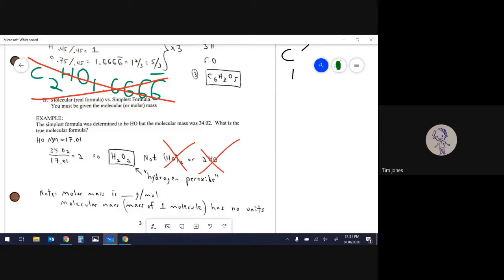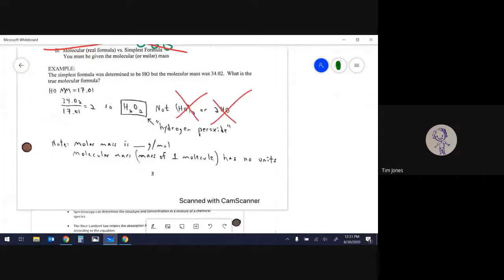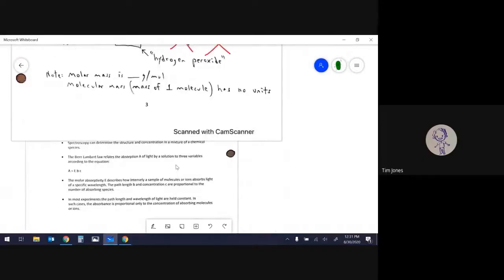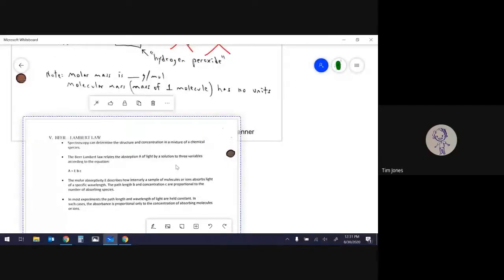Moving to the next page, our last page. Just got a little bit messed up here. Let me grab this one. That's better. I'll move that down. Okay.